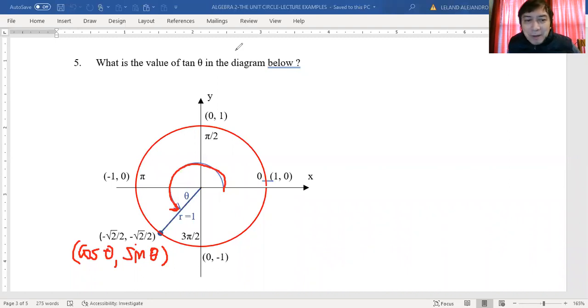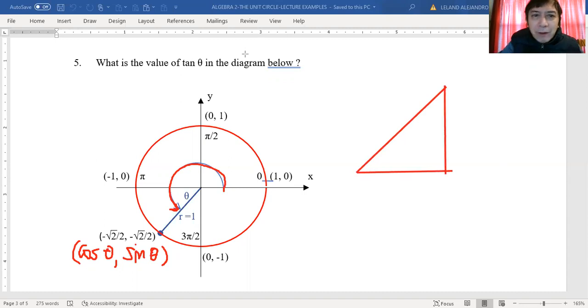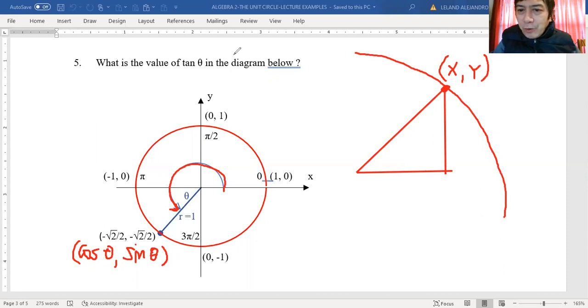All right, and so how do you get the tangent theta? Actually, if you study the right triangle in the unit circle, let us use something straight. Imagine that this is the point on the unit circle, and this is the circle itself, and this is your x and y there, and this is your radius 1. This is the center of the circle at the origin. This is actually your y length. This is your x length, and this is your theta.